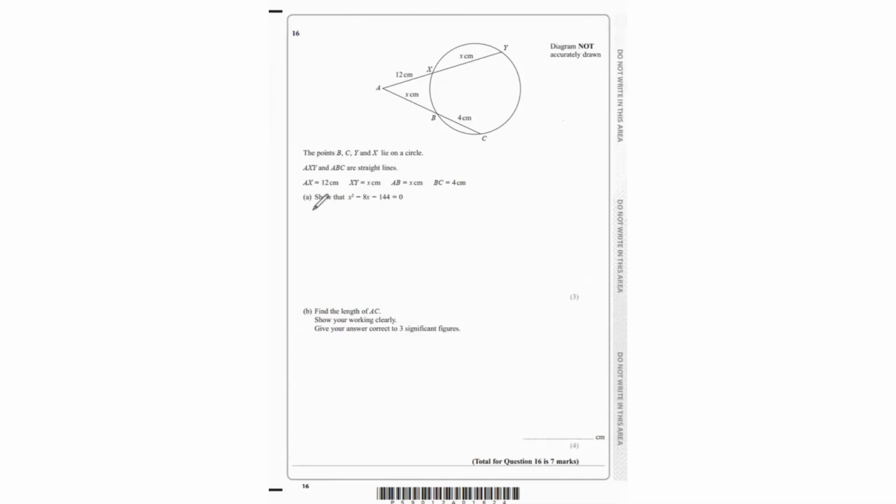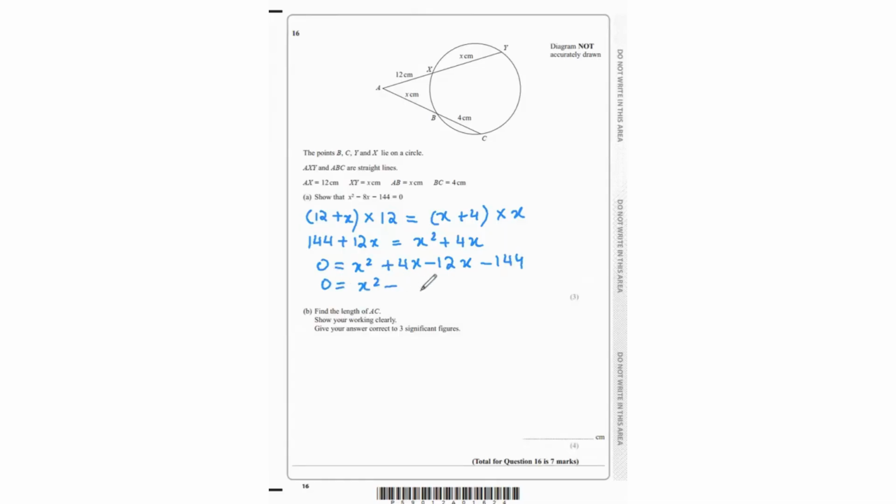So it's going to be 12 plus x times 12 equals x plus 4 times x. The entire secant multiplied with the part of the secant that's outside the circle. So that's 144 plus 12x equals x squared plus 4x. Bring everything on one side. So x squared plus 4x minus 12x minus 144. And that is x squared minus 8x minus 144 equals 0, as given in the question.